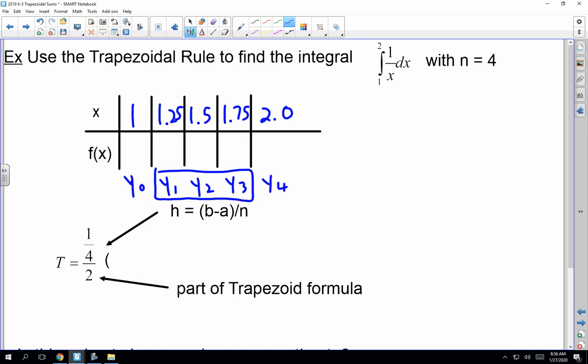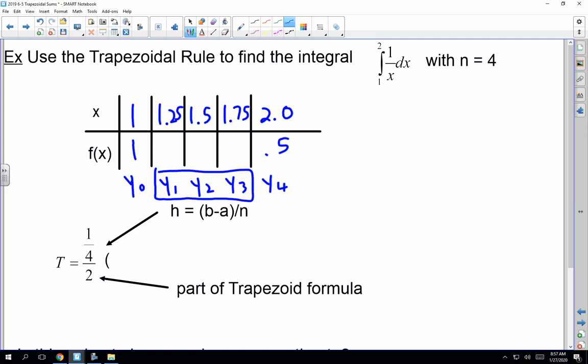On this one we could just type in some quick division problems. Y naught is going to be whatever you get when you plug 1 into this function. So 1 over 1 is 1. Y sub 4 is going to be whatever you get when you plug in 2. 1 over 2 is 0.5, and then we've got everything in between.